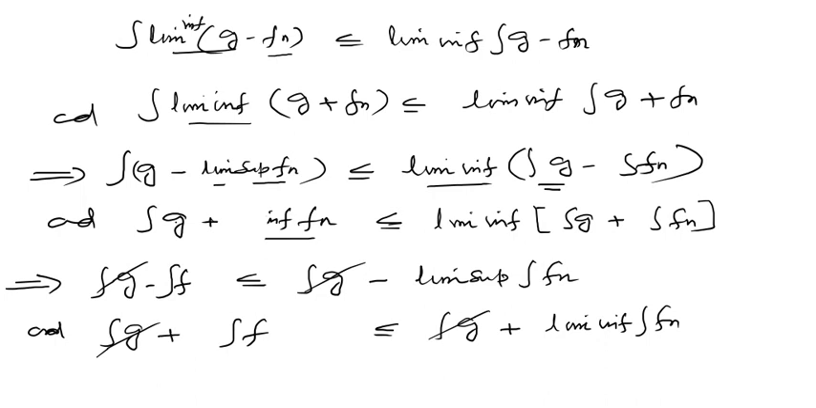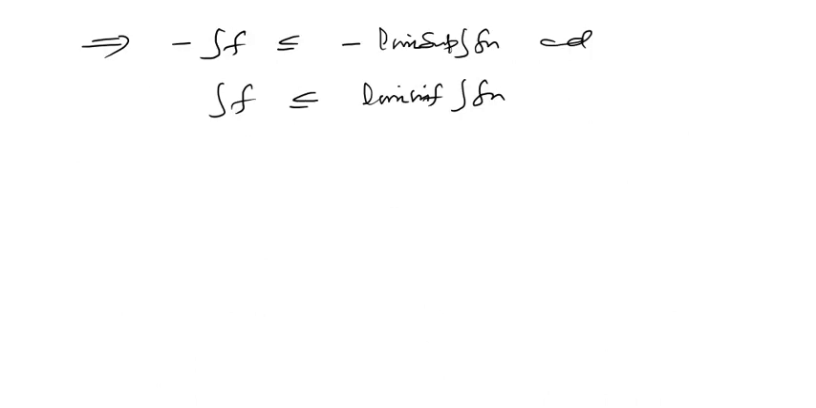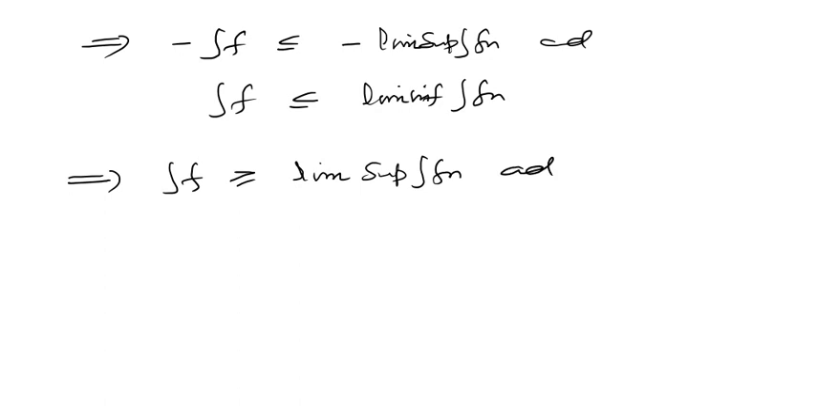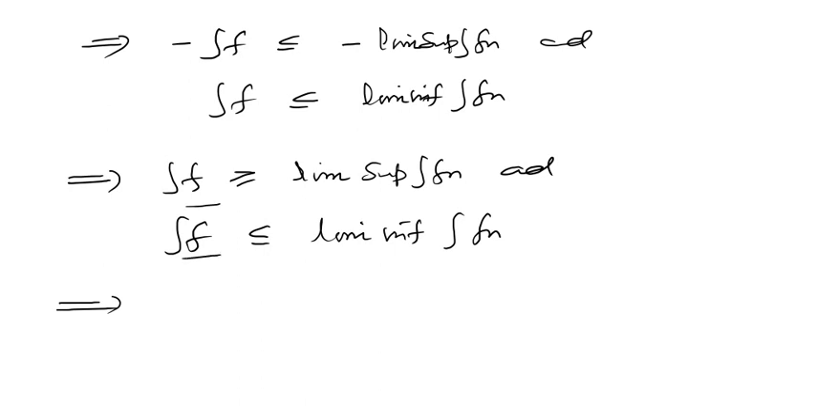So let's see now. Multiplying throughout by minus 1 here, this gives the integral of f is greater or equal to the limit superior of the integral of fn, and the integral of f is less or equal to the limit inferior of the integral of fn. So combining these two inequalities, we get limit superior is less or equal to the integral of f, and the integral of f is less or equal to the limit inferior.